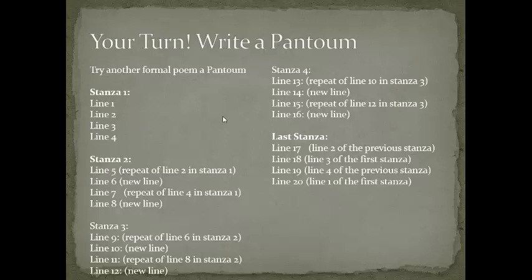The last stanza, line 17, is line 2 of the previous stanza, but line 18 is line 3 of the first stanza. So you go back to the first stanza. Then line 19 is line 4 of the previous stanza, stanza 4. And then line 20 is line 1 of the first stanza. So the last line of the poem is the same as the first line of the poem, if that makes sense. Have fun with this form.